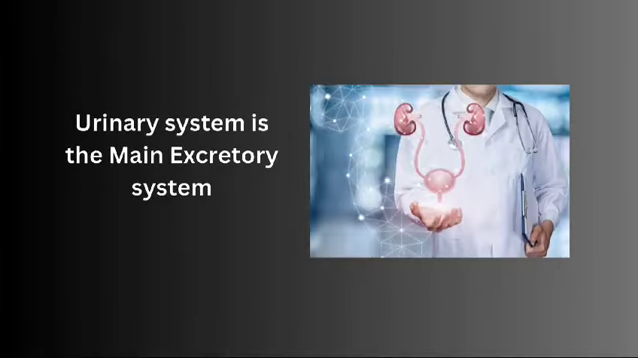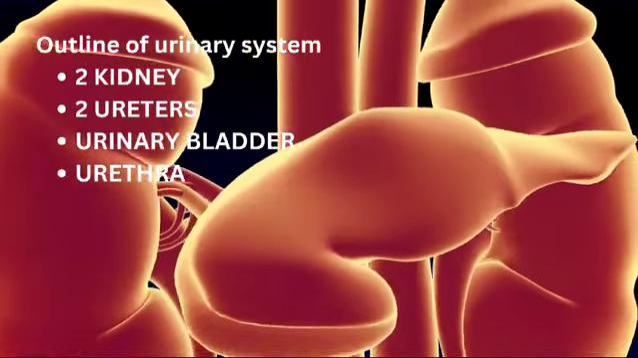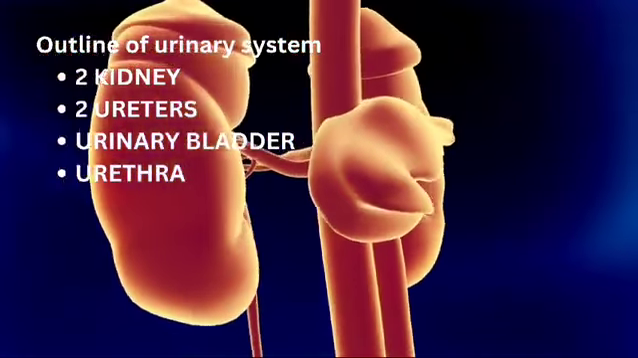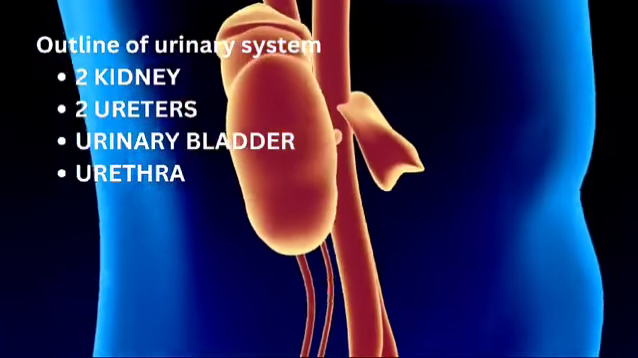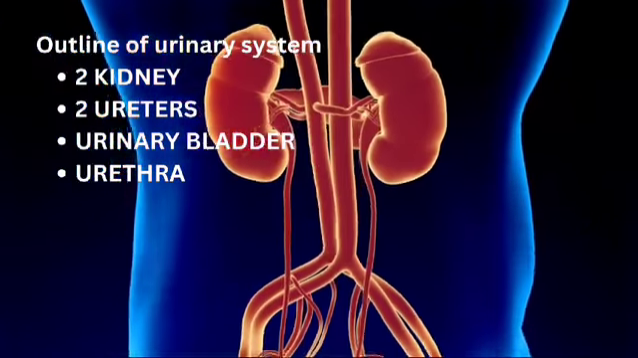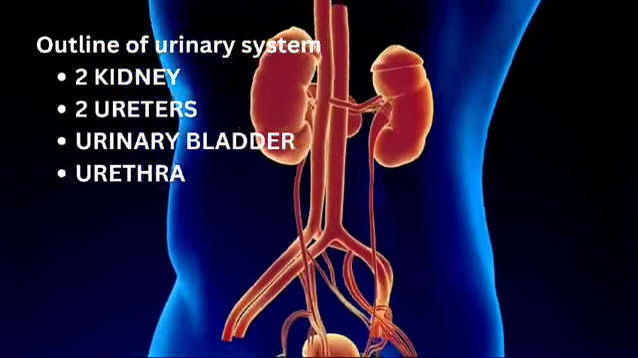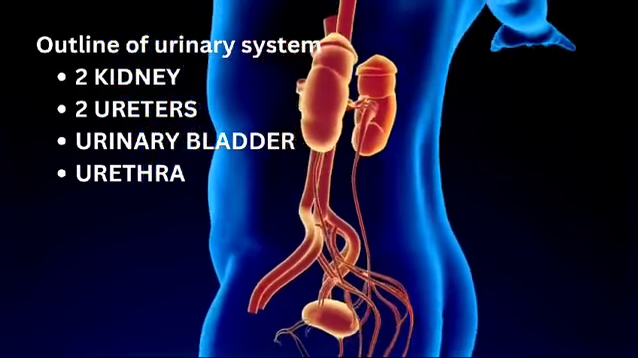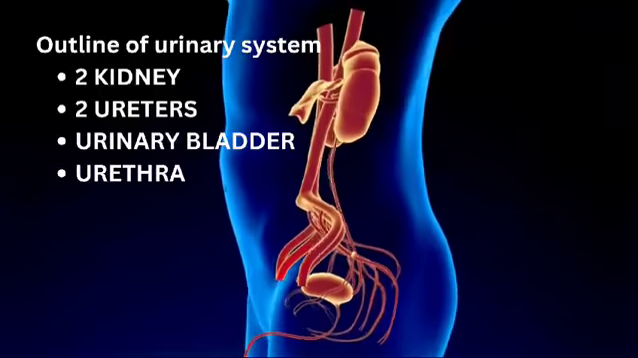The urinary system is the main excretory system. It contains two kidneys, two ureters, a urinary bladder and the urethra. Outline of the urinary system: kidneys secrete urine. Ureters convey the urine from the kidneys to the urinary bladder. In the bladder, urine gets collected and temporarily stored. Through the urethra, urine is discharged from the urinary bladder to the exterior.